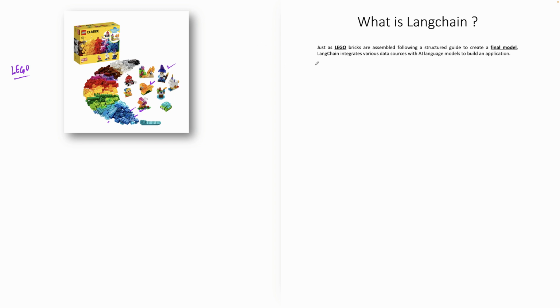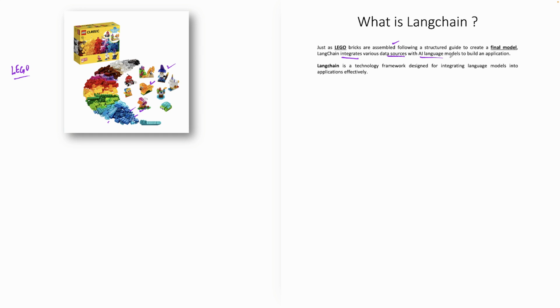So here it clearly says, just as Lego bricks are assembled following a structured guide to create a final model, LangChain integrates various data sources with AI language models. Or let's say you want to integrate multiple LLMs, let's say you want to have a Llama, you want to have, say, ChatGPT, OpenAI. If you want to combine all those, then you would have to utilize LangChain, right?